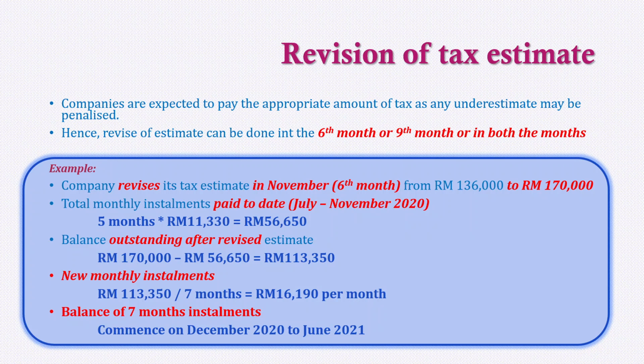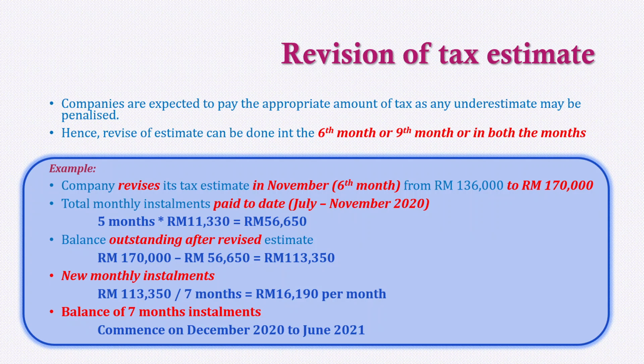Okay, so based on the new revision, you have to pay 170,000, right? But you have paid 56,650. So we take the outstanding after revision. So what we do, we take 170,000 minus 56,650. Therefore, you will get 113,350. Okay, so based on this new outstanding balance, then we divide by the number of months left.